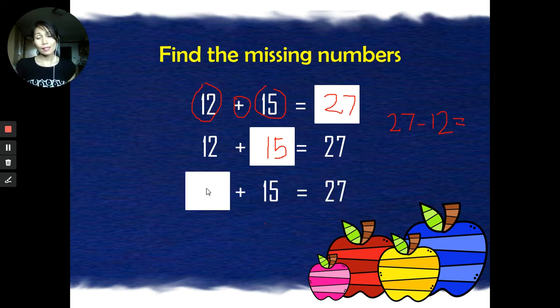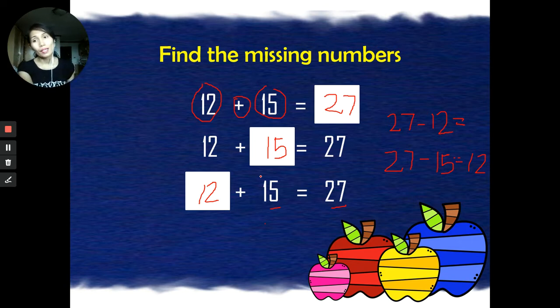Okay, another addend is missing. As I've said, either of these two addends is missing, you subtract the given addend from the answer. So 27 minus 15, because these are the given, then we get the answer here, and it's 12. So our answer here is 12. So you see, that's how we use inverse.